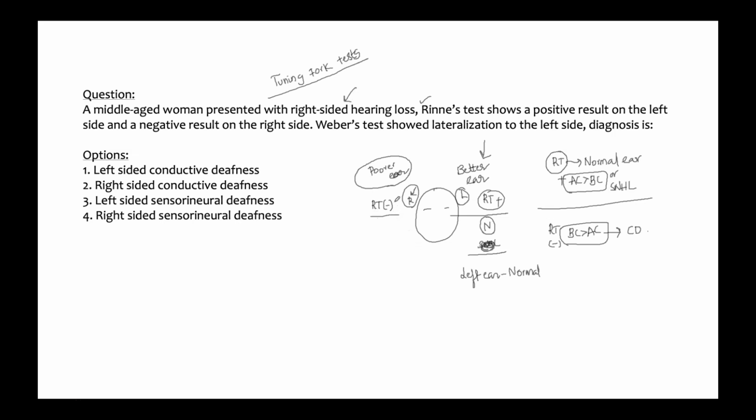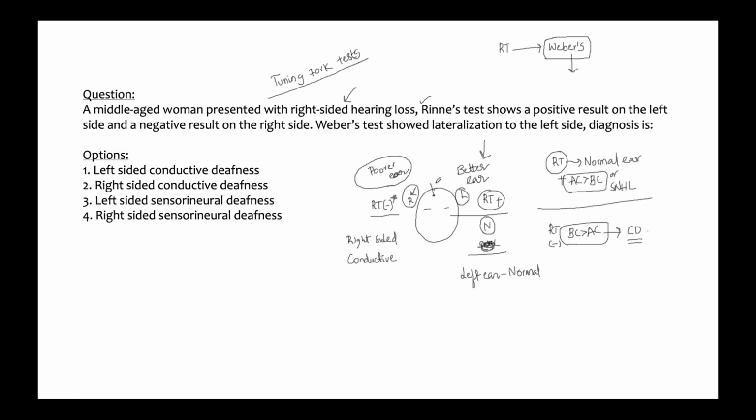And on the right side, you have Rinne's test negative. That means the patient might be having right-sided conductive deafness. So this is your interpretation just based on the Rinne's test. But never ever only do Rinne's test and come to a conclusion. That is the main reason why we do Rinne's followed by Weber's to support our diagnosis. So let's see how Weber's test is interpreted.